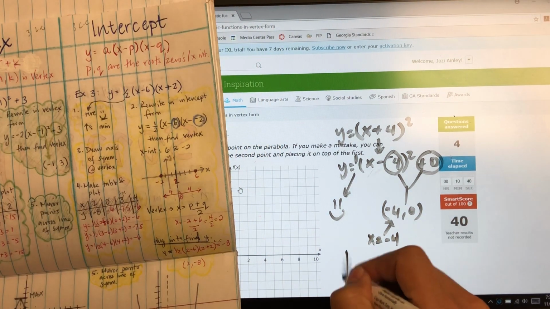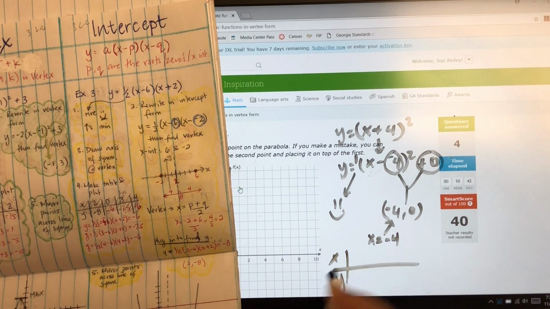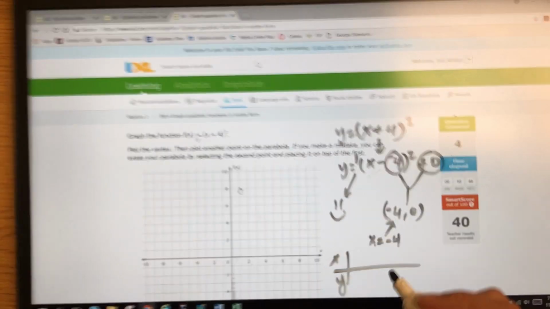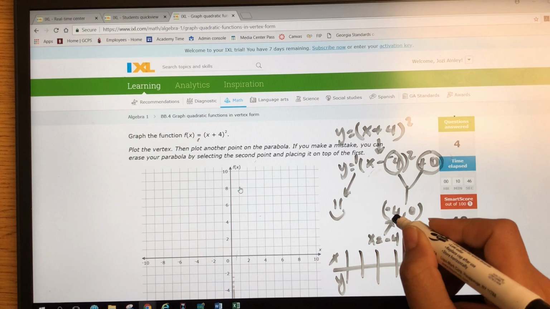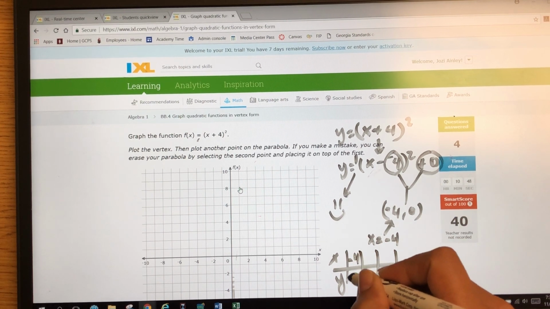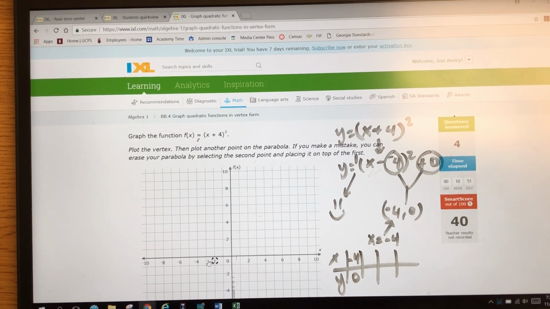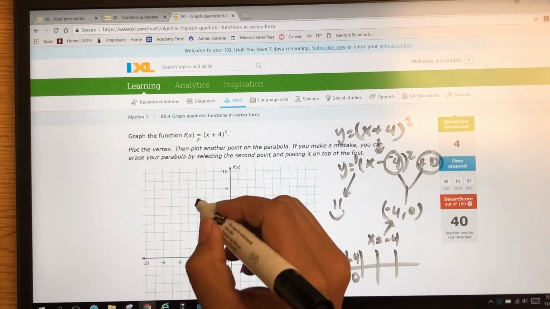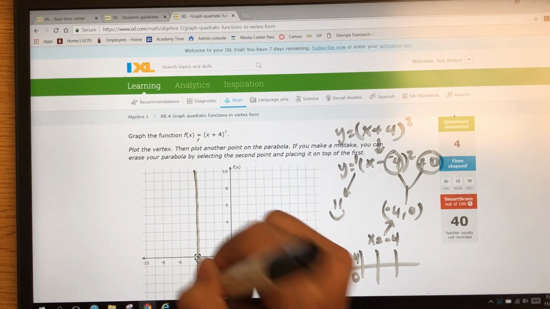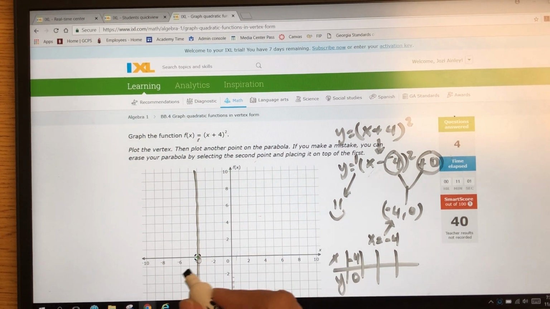And then I make a table. So you get the pattern. This is just what I'm going to do every single time. I already have negative 4, 0. So I go to negative 4, 0. My first point goes there. My axis of symmetry happens at negative 4. So my axis of symmetry is going to be down that line like that.